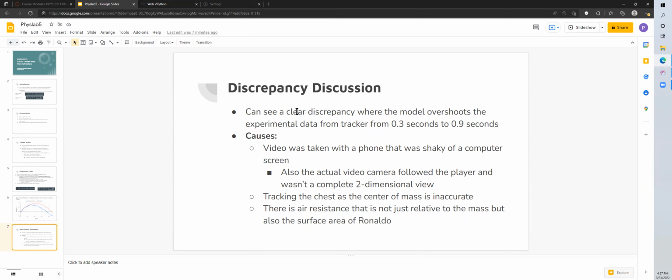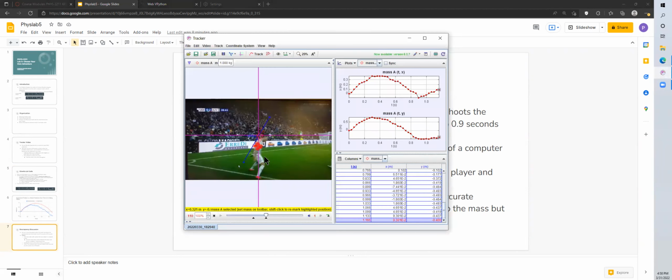Well, I already told you we can see a clear discrepancy as the model overshoots the data from 0.3 to 0.9 seconds. And I believe the possible causes are these. First, I took the video with a phone of a computer screen. And of course, I maybe did not hold the phone completely horizontally the entire time, which could have caused some sort of deviations. Also, you can see that in the actual video, the camera followed the player. So it wasn't a complete two-dimensional view. You can clearly see that the ground is at an angle. So we're not looking at it in a completely two-dimensional fashion. So it's probably a 3D motion.